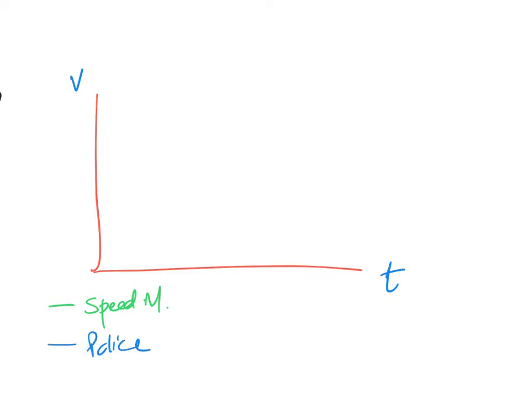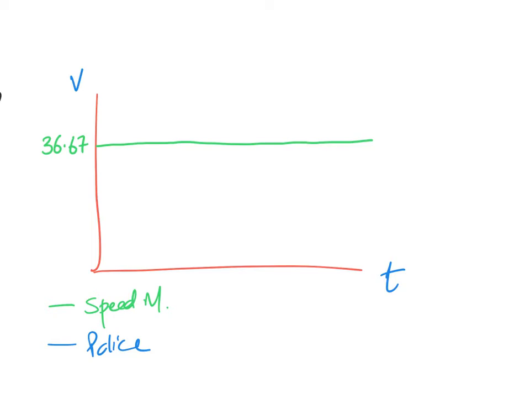So the speeding motorist is going at 36.67 meters per second. The whole time his velocity does not change. It's 36.67 meters per second and it doesn't change.